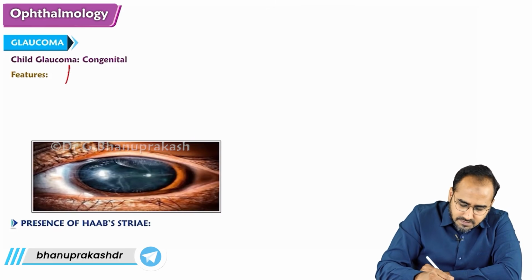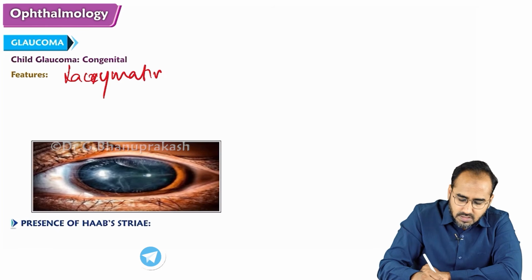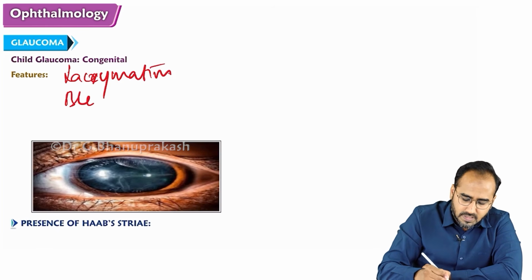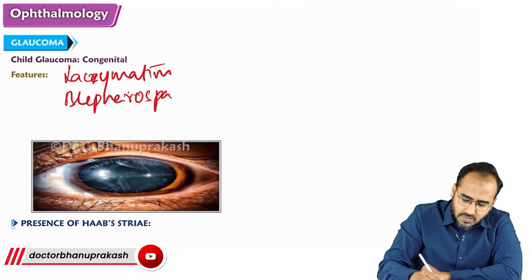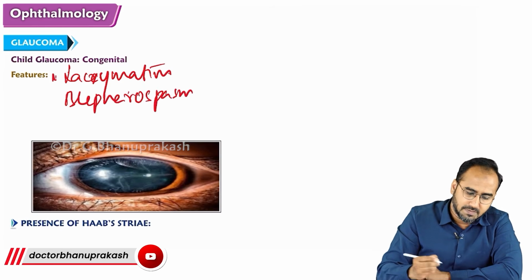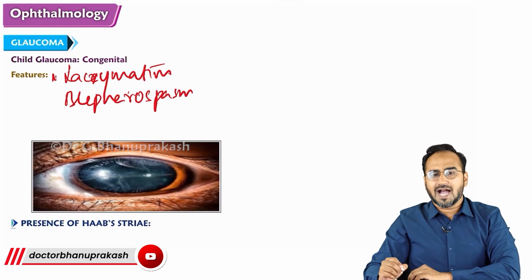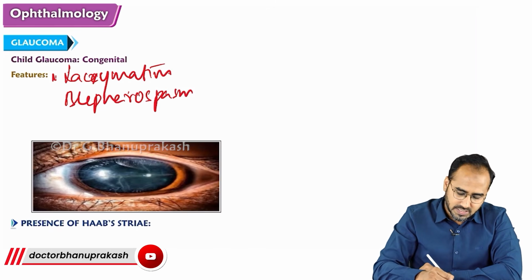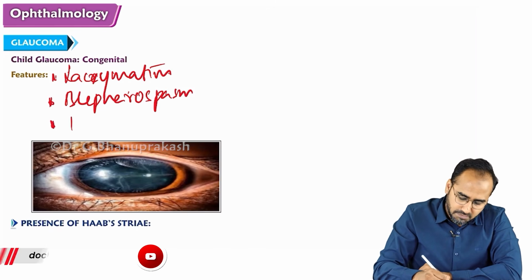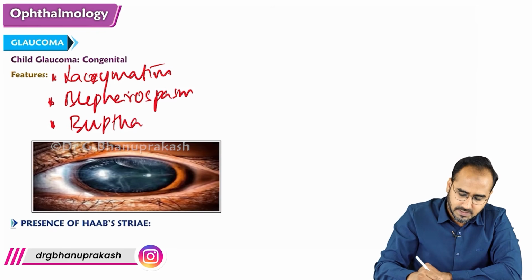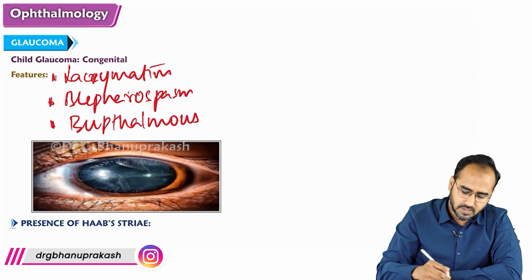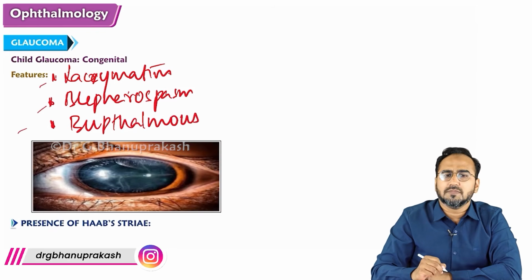You will see lacrimation. You will see blepharospasm. Lacrimation is seen, blepharospasm is seen. The eyeball becomes large. That is called as what guys? Buphthalmos. You will see buphthalmos. Right? Lacrimation, blepharospasm, buphthalmos.